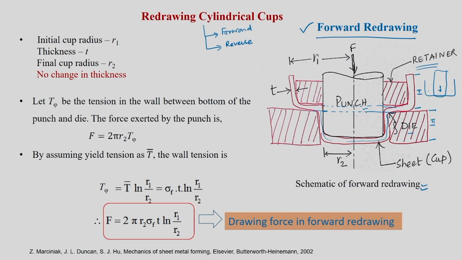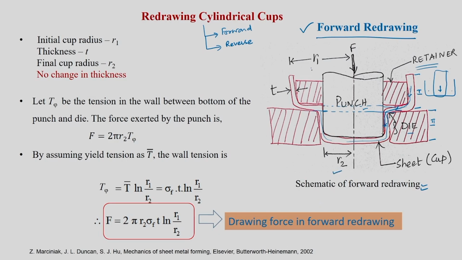Basically you have to punch down such that this wall is going to bend here, unbend here, bend here and unbend here. So, that is how it is to be. This wall region has to come down, it has to bend, it has to unbend, it has to bend and it has to unbend to form a full cup wall here. Finally, you will have a cup of radius R2.